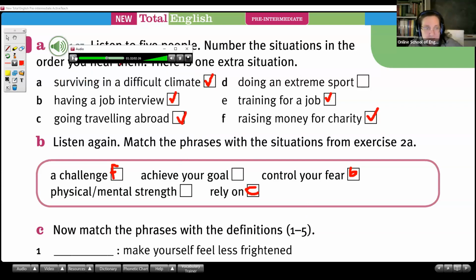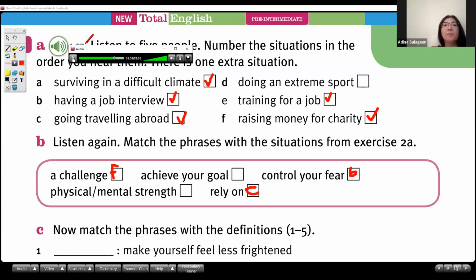Okay, next one. 4. When you go on a long trek somewhere, like the Arctic where it's very cold, or across a desert where it's very hot, it's obviously hard to survive. You know, you need a lot of physical strength. You also need a lot of mental strength. You need to be prepared to face difficult things without giving up.